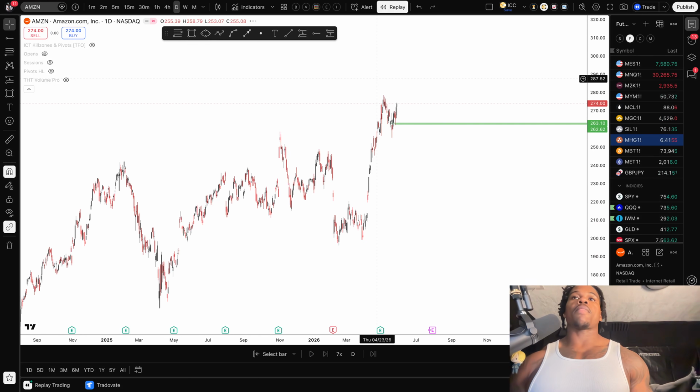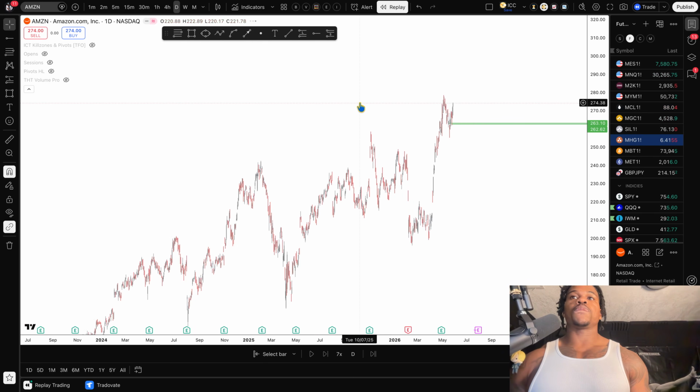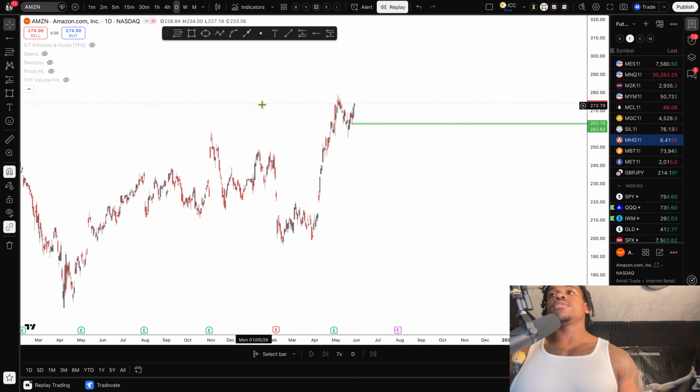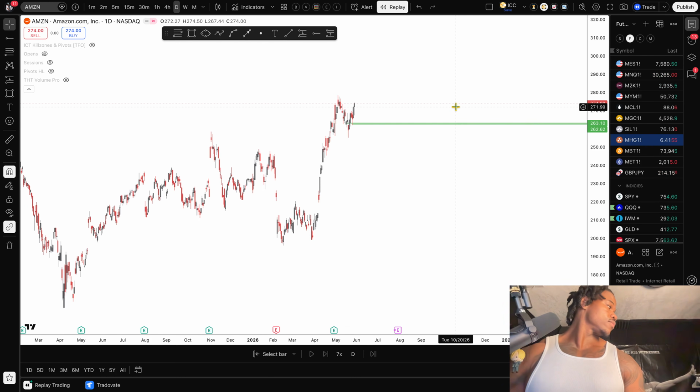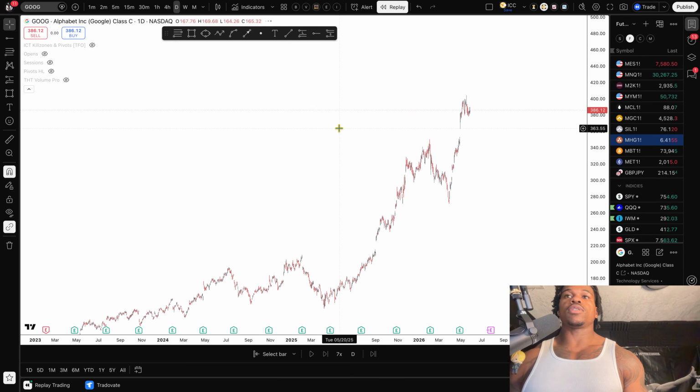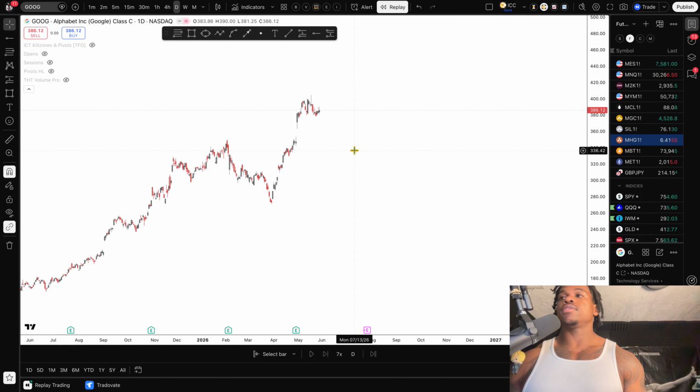Amazon just finished correcting. It's on the way for its new indication. Google doing some bullshit. It's already did this indication. I wouldn't trade Google. Not right now.